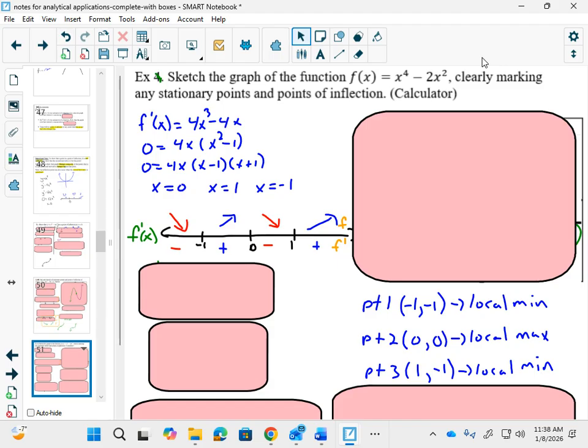How do we find the y-coordinates? You always find the y-coordinate of a point on your graph by plugging it into the original equation. So if I plug in -1, I get negative. If I plug in 0, I get 0. If I plug in 1, I get -1.